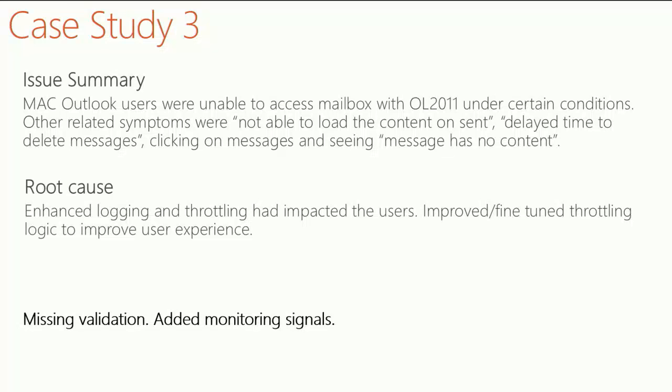The next problem is the Mac Outlook users were unable to access the mailbox using the Outlook client. And this was only on certain conditions. It was a very interesting issue that we found. The problems were we were not able to load the saved content, and when you tried to delete a message, it was so slow, etc. The team looked into the problem, enhanced the logging, and fine-tuned their throttling logic. And again, we went back and asked why did we miss this in the preliminary stages? The team found out that there was a missing signal, and we added that into our system.